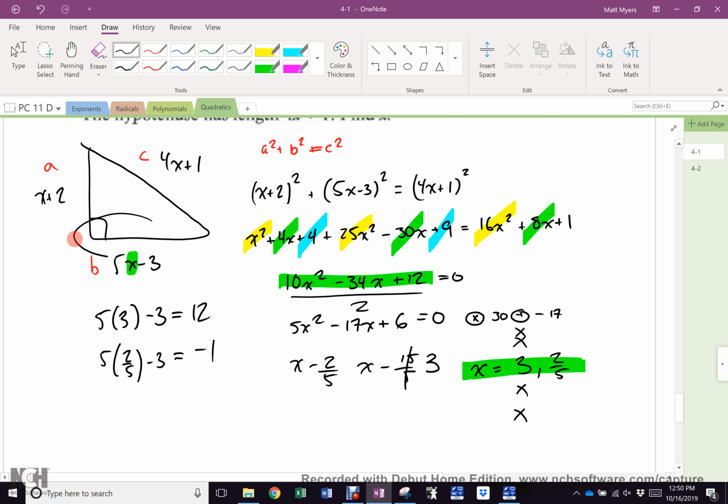Negative 1. Can a distance be negative? Yes or no? No, of course not. So what's really the wrong answer? I'd like to change my vote too. That's wrong. X has to be 3. Now, please notice, have we come across math where we have gotten false answers? Yes, we have, haven't we?